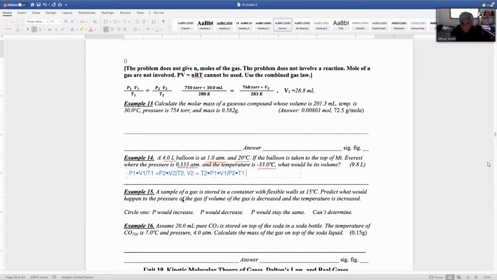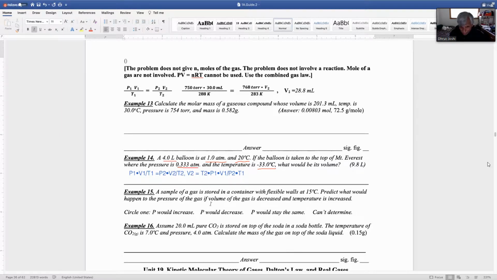Predict what would happen to the pressure of a gas if the volume of the gas is decreased and the temperature is increased. Okay. So we just need to predict. We are not going to do calculation. We are not given all the numbers anyway to do calculation. Pressure would increase, pressure would decrease, pressure would stay the same, or can't determine.